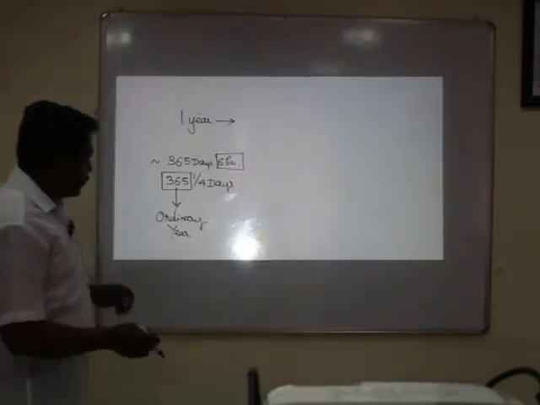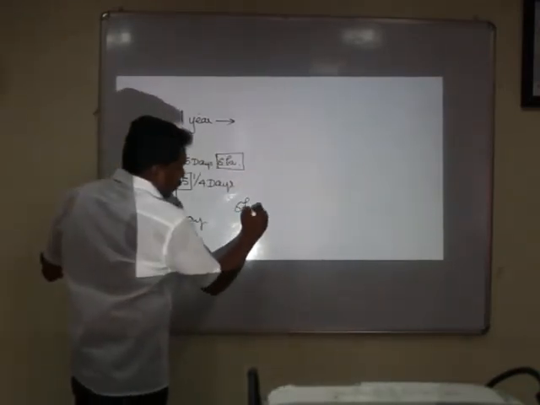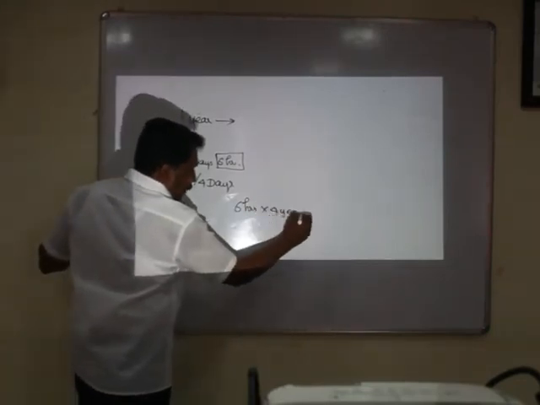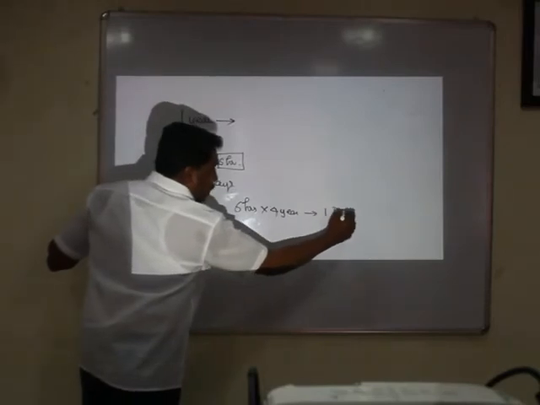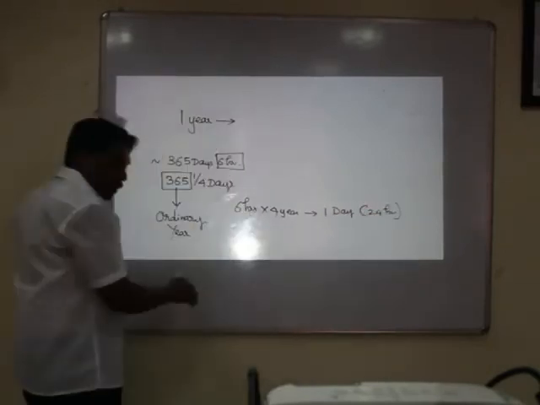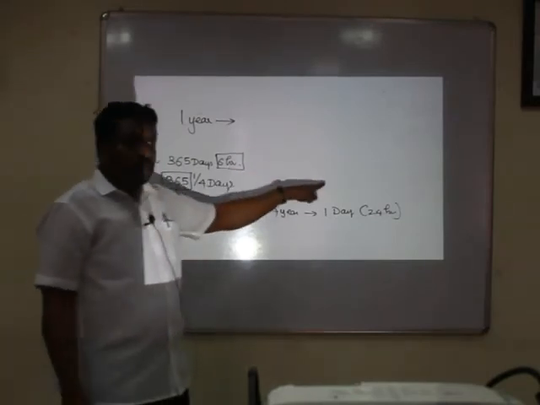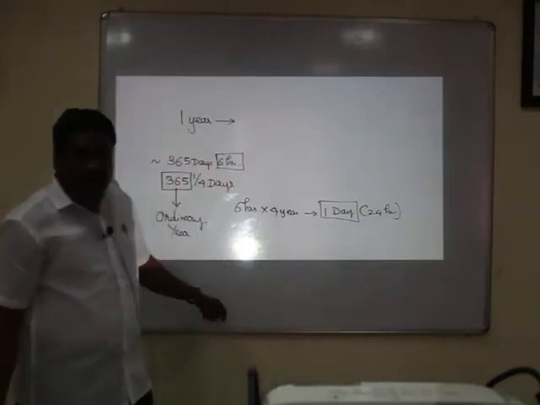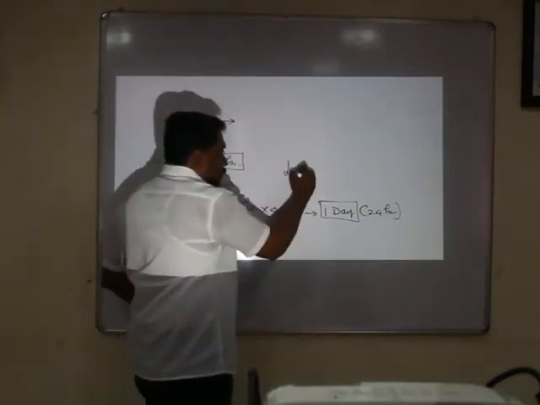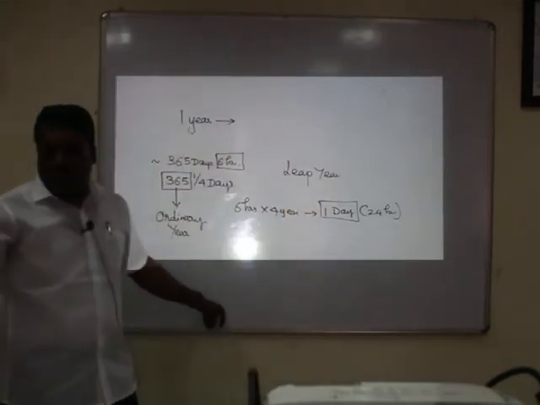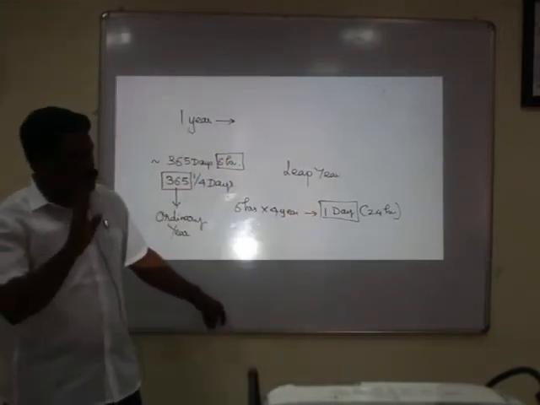That's the reason. The 6 hours, you take separately, and once in 4 years this will give you 1 extra day. It will give you what? 24 hours. That's the reason every 4th year you add this 1 day and you call it a leap year. This is very common. Even school kids know about this.